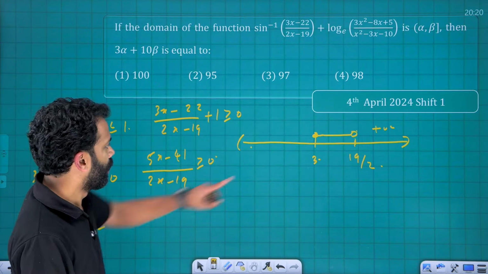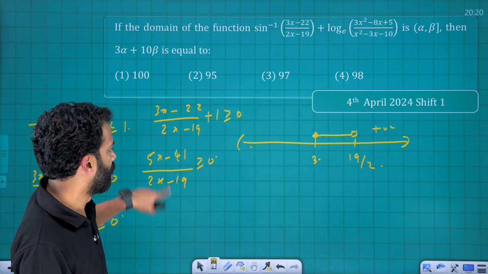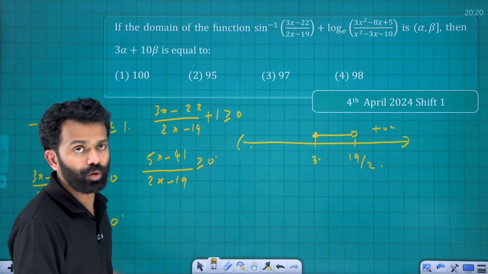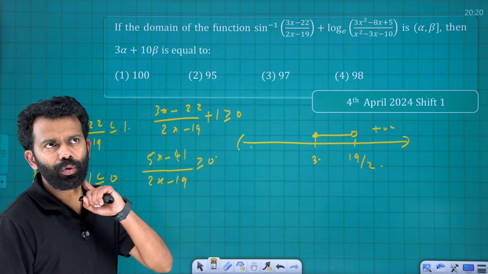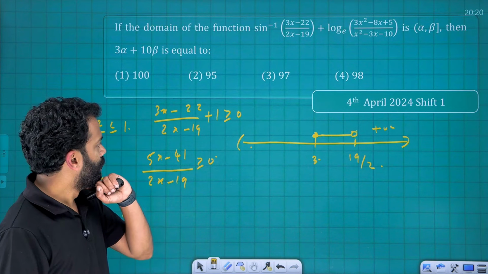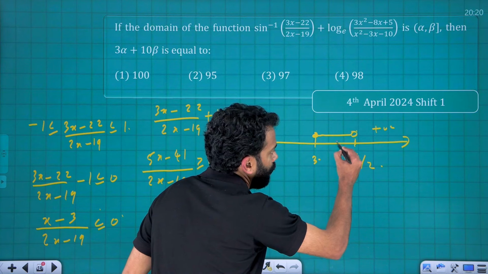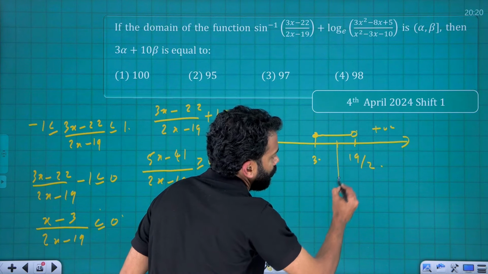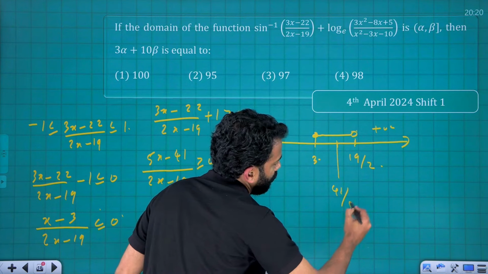And for this one, 19 by 2 is already there. And what is 41 by 5? The numerator becomes 0 at 41 by 5 only. And 41 by 5 is, I think, 8.2. So this will be in here. 41 by 5.